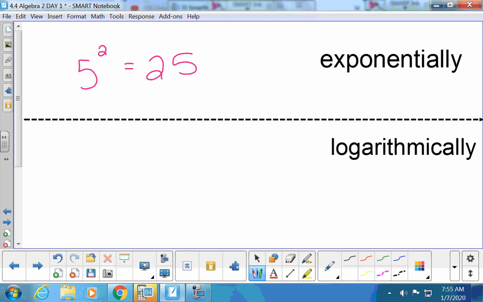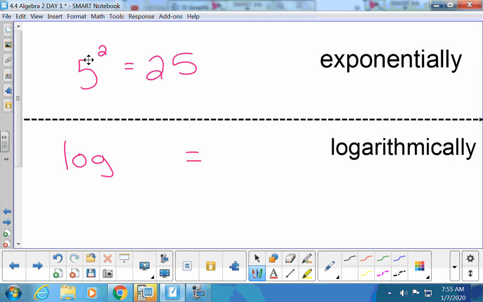Now, to write that same concept logarithmically, you write the word log, leave some space, and write an equal sign. Then you say two things in your brain. First, left, right, center. And secondly, the little guy is the base.